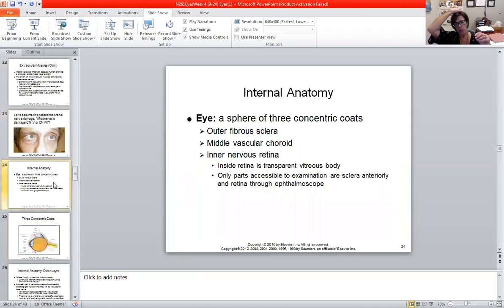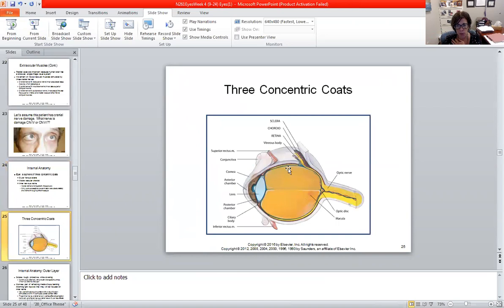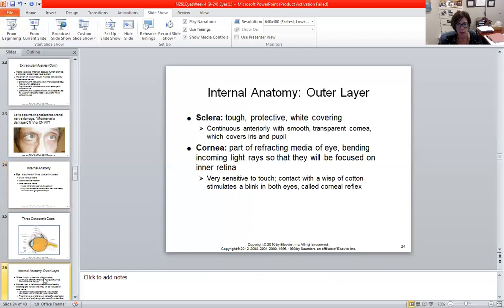Okay, so moving on to the internal anatomy of the eye. Your eye has an outer fibrous layer, your sclera, which is the white part that we can see, a choroid, the vascular layer, and then the inner layer is the retina, which is what we talked about already. The retina has a vitreous body. Only parts of it can really be seen with the eye exam, but we can look at the sclera with our naked eye. So once again, here are your layers. The retina is what sits in the middle, and then the choroid is the middle layer, and the sclera is the outermost layer.